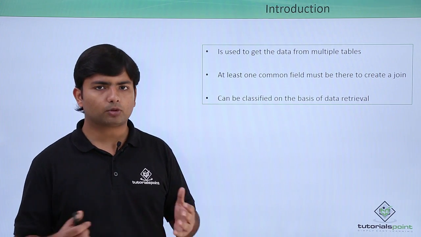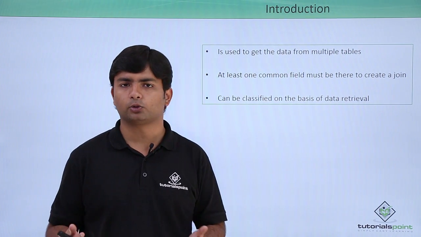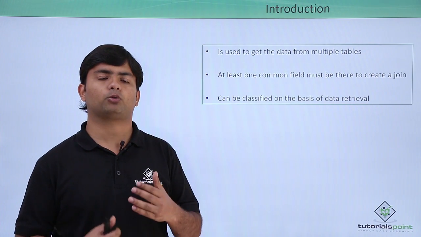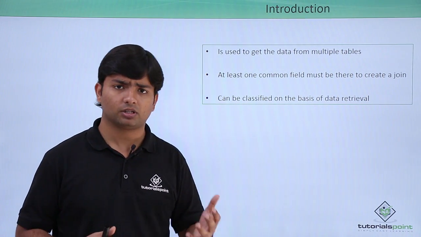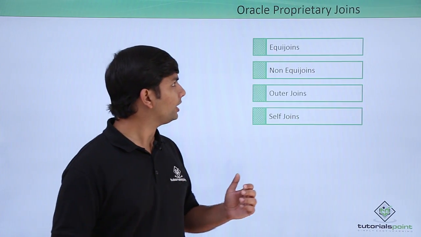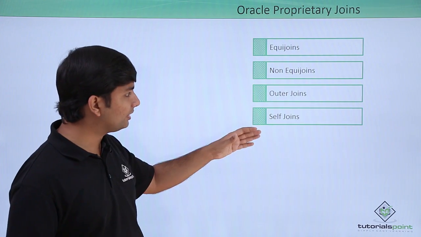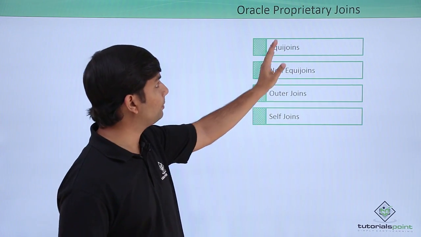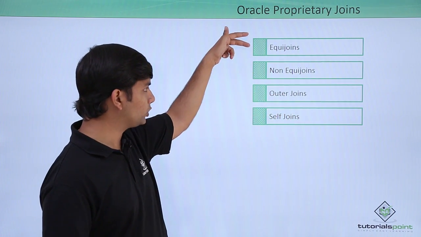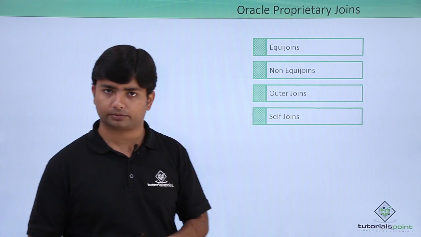There are n number of ways you can perform with the joins. Some joins will allow you to make the join with the same table, some will allow you to make a join with some other table, maybe the common records or all the records. So on such basis we can classify the joins into these categories. These categories are actually on the basis of the Oracle proprietary joins. These are the Oracle proprietary joins with the names equi-join, non-equi-join, outer joins and self-joins.